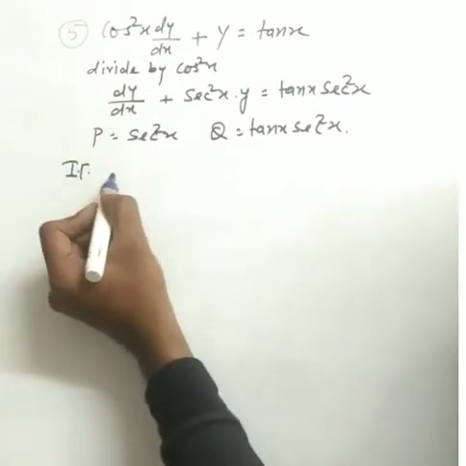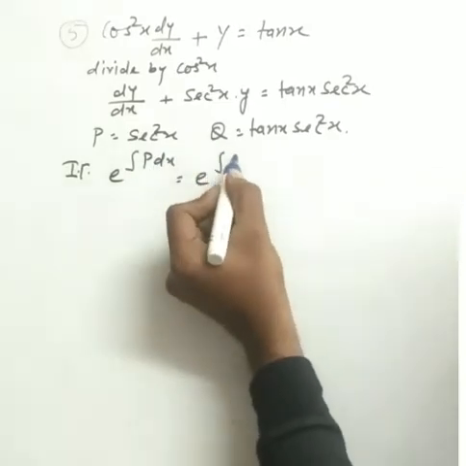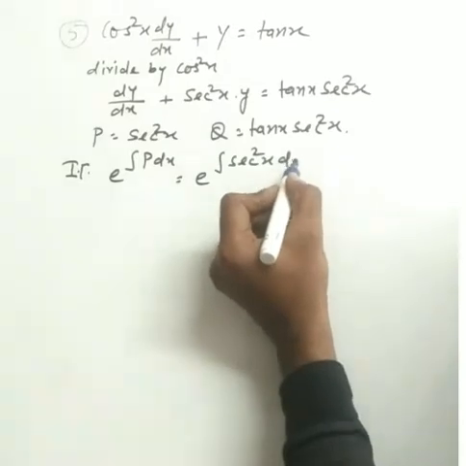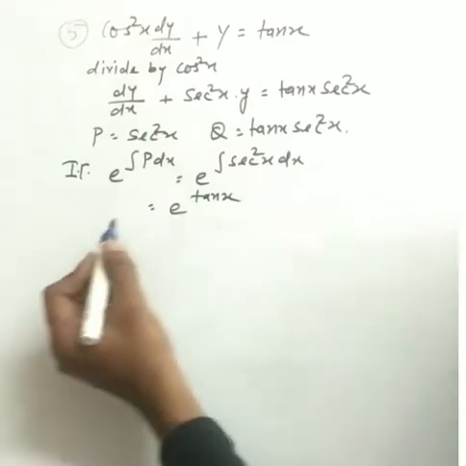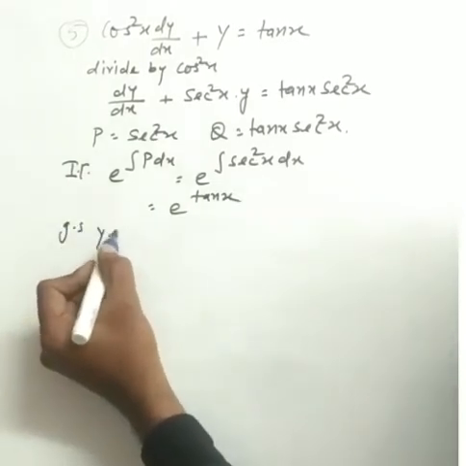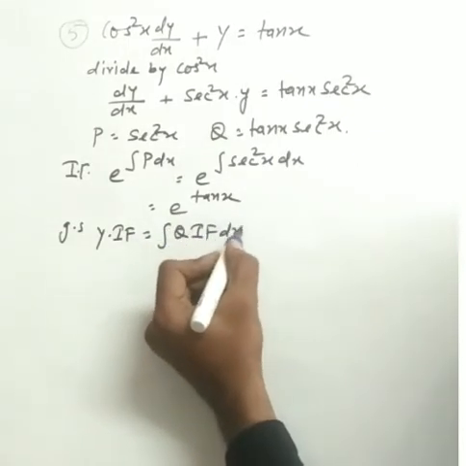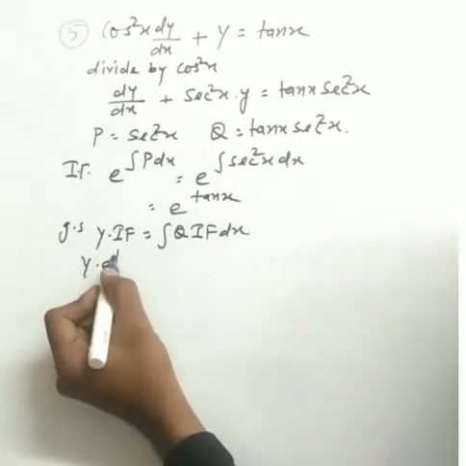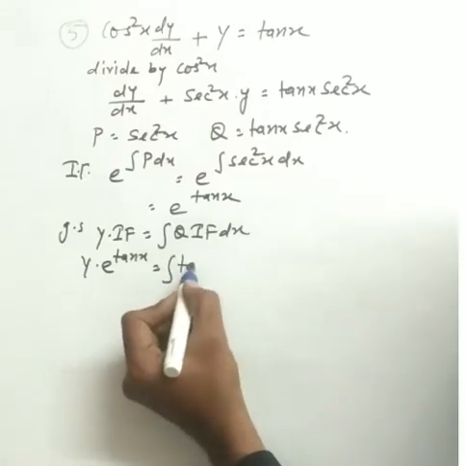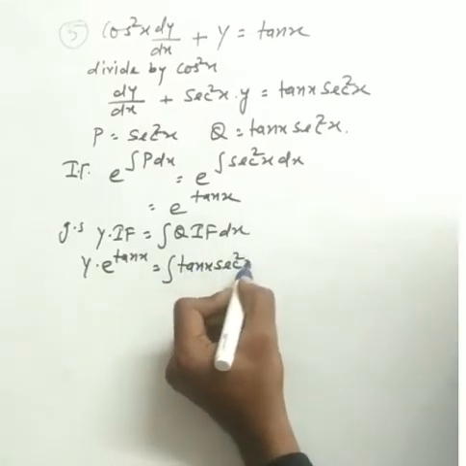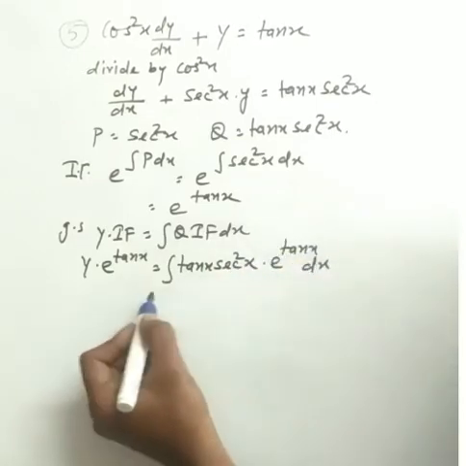IF is e to the power integration of P dx, which is e to the power integration of sec square x dx. Integration of sec square is tan x. Now the general solution: y times IF equals integration of Q times IF dx. So y e to the power tan x equals integration of Q, where Q is tan x sec square x, times IF, which is e to the power tan x, dx.